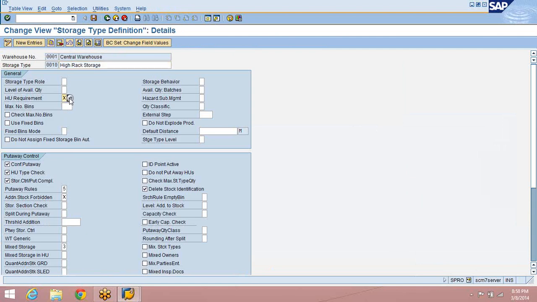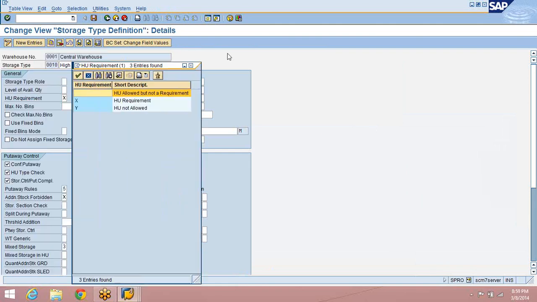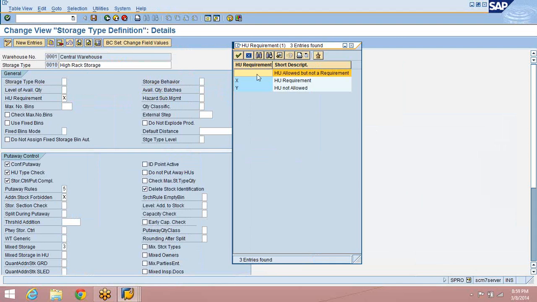And it's optional, and you can store both here. That's another difference. Non-HU and HU can go in the same place also, which is not possible in ECC. So it's a mixed one. If you want, you can choose options: HU not required, not allowed, or HU requirement. But you have a default that is allowed but not a requirement, which means your normal things can also go inside, and your HU can also go inside the same storage type.